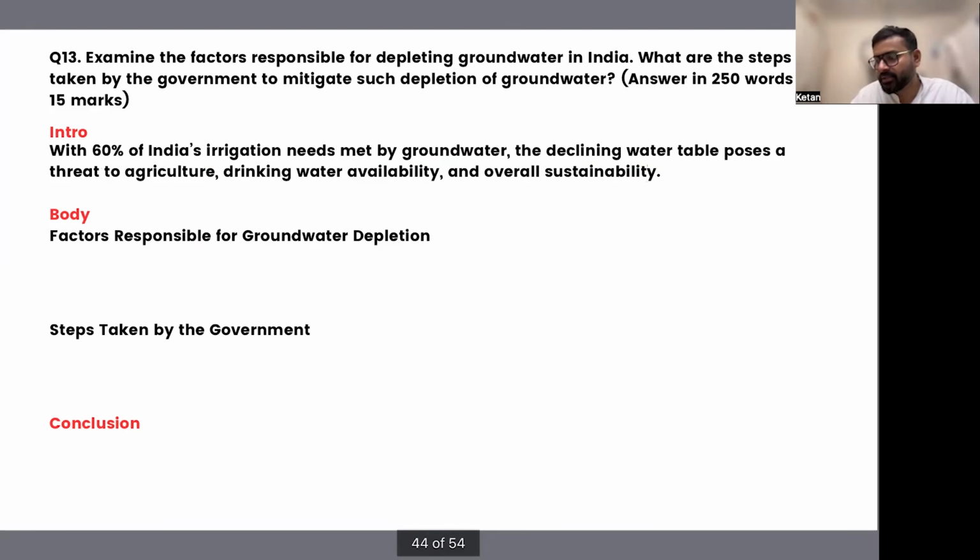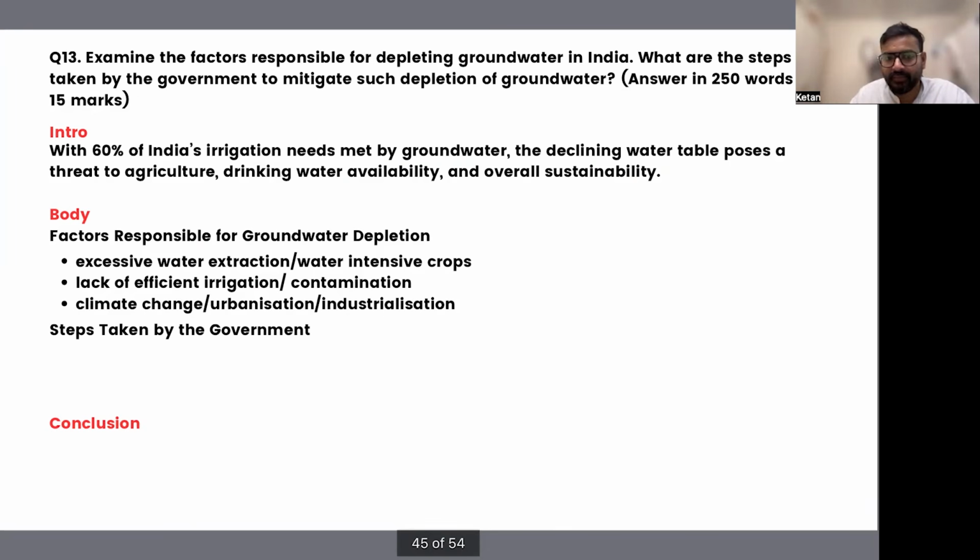Now, factors responsible for groundwater depletion. Again, there are various factors, right? For example, excessive water extraction. Here you can also talk about availability of power, subsidized power to the farmers, availability of other facilities at a subsidized rate. So that leads to excessive water extraction.